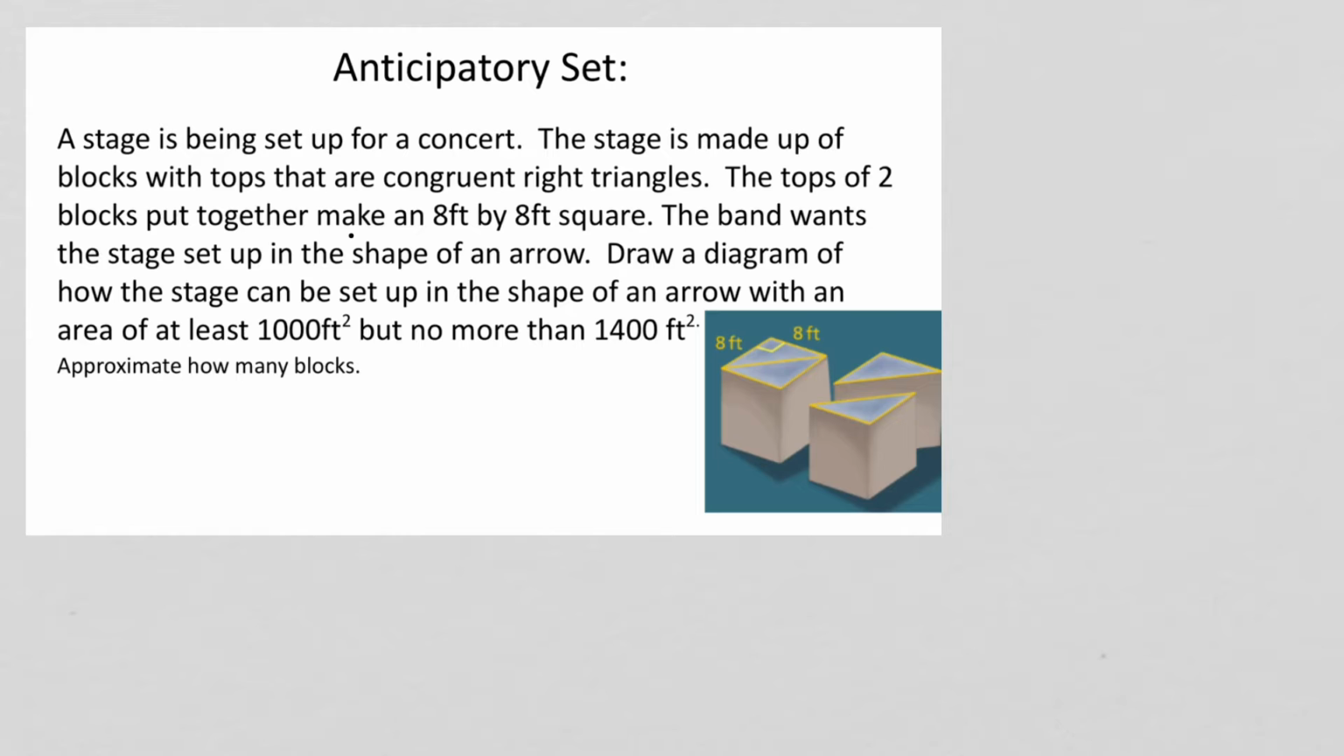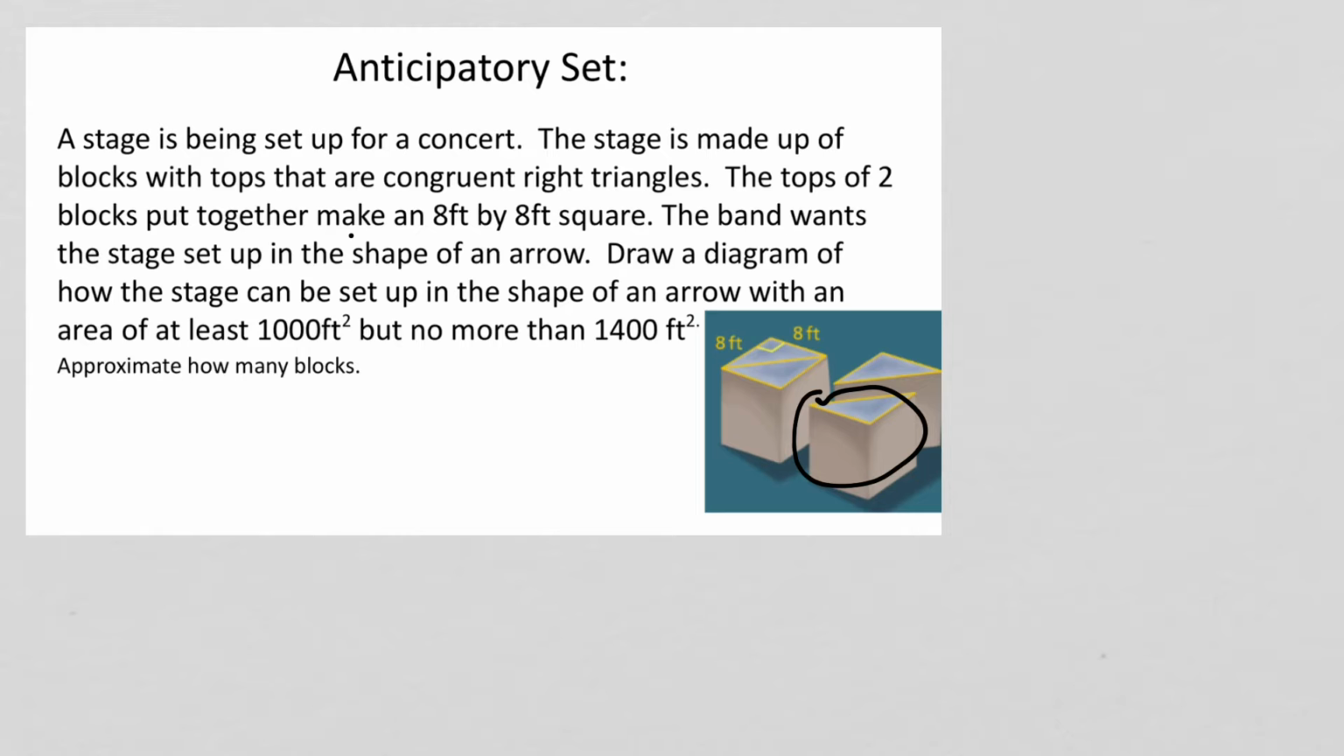You have a stage being set up for a concert. The stage is made up of blocks with tops that are congruent right triangles. So each block is a congruent right triangle. And if you notice, it's 8 feet by 8 feet, the base and the height. They're going to put two of them together to make an 8 by 8 foot square. They want to set up a stage in the shape of an arrow.